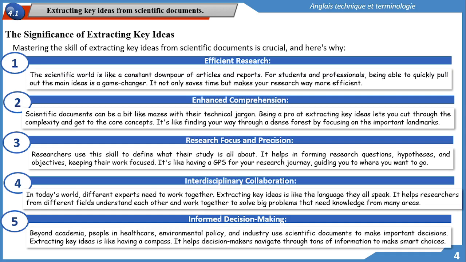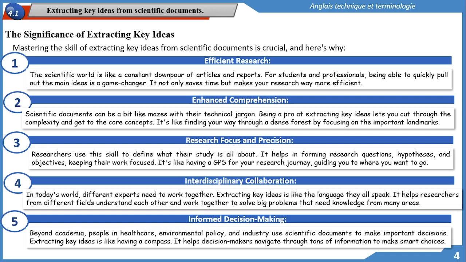4. Interdisciplinary collaboration. In today's world, where people from different areas work together a lot, finding key ideas becomes a way to connect with others. It's like a common language that helps experts from different fields understand and build on each other's work. This is super important when working on big problems that need knowledge from many different areas. So, having this skill is like being a helpful link in a big team.